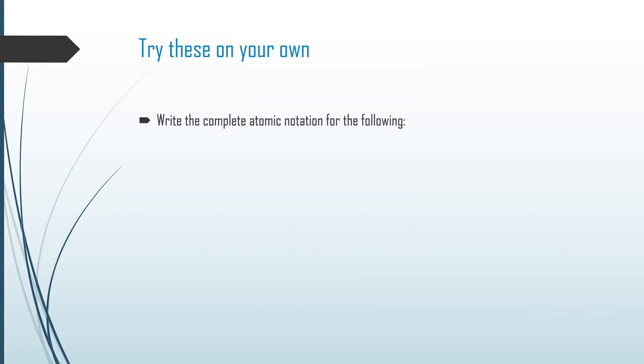So what I'd like you to do now is to pause the video and have a go at writing the atomic notation for each of these ones. We've got silver-109, chlorine-37, which should be pretty easy, and mercury-202. So have a go and come back and check the answer.